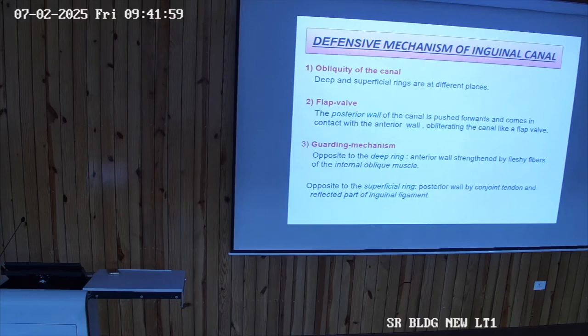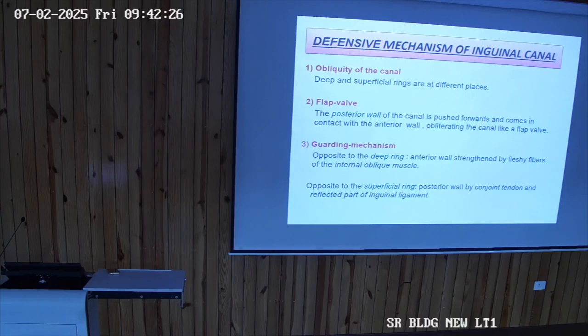And where is the superficial ring? In the external oblique, and bony landmark, pubic tubercle. All have to remember: above and lateral to the pubic tubercle, because both the things can be palpated. You can palpate the pubic tubercle, you can make out the mid-inguinal point, and then you can feel for the deep ring. So they are present at different places.